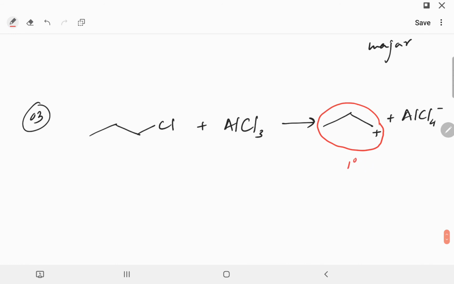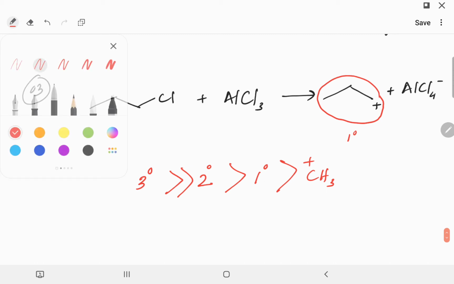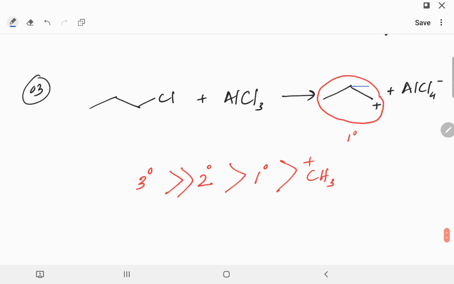So if you remember the carbocation stabilities, tertiary carbocations are the most stable, and then the secondary carbocations, and then primary carbocations, right? So this is how the carbocation stabilities vary. Tertiary carbocations are the most stable, and then secondary, and then primary. So in this particular electrophile, you are getting a primary carbocation.